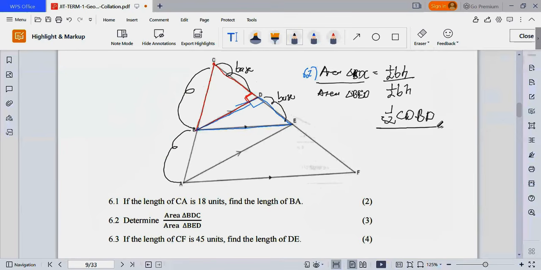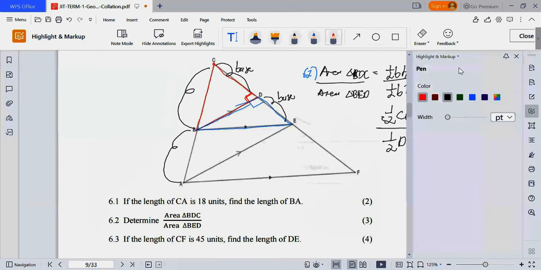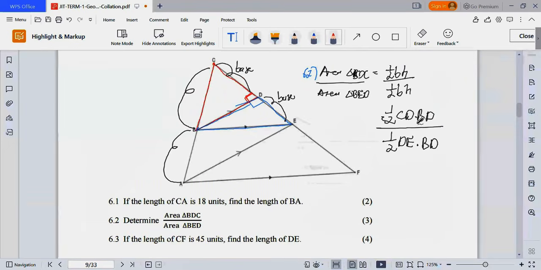Then over half, what is the base for the blue triangle? BED. The base is DE, multiplied by BD, which is the height. Now we can see that the BD and BD can cancel out. So BD, the half and half can also cancel out.